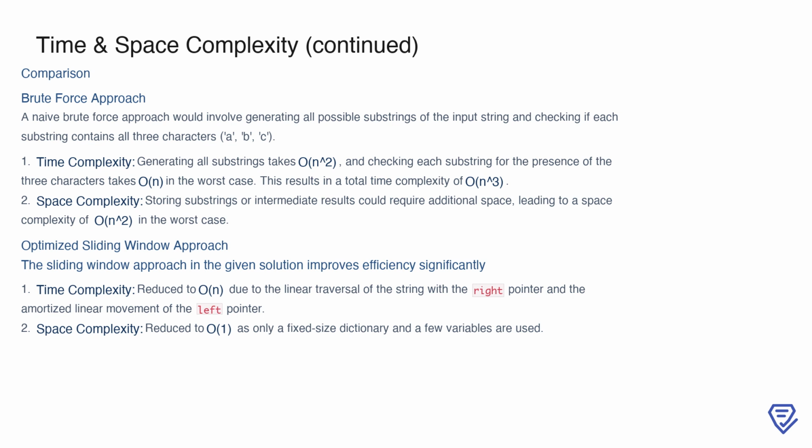Additionally, if we store these substrings or intermediate results, the space complexity could go up to n squared. The sliding window approach, however, improves on both fronts. By traversing the string linearly with the right pointer and managing the window efficiently with the left pointer, the time complexity is reduced to n. Furthermore, the use of a fixed-size dictionary and a few variables keeps the space complexity at 1. Clearly, the sliding window approach is far superior in terms of both time and space efficiency.